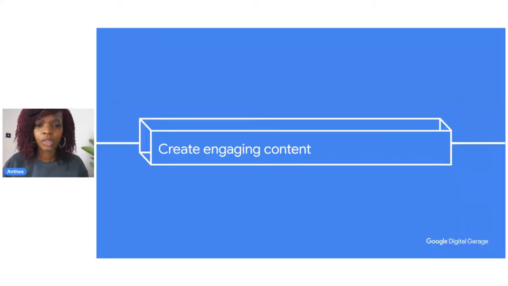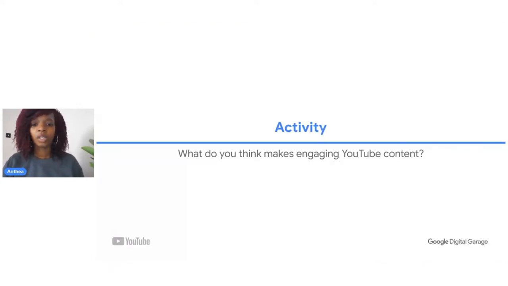Okay, so let's move on. The next step is about creating engaging content. So from planning to strategy to the equipment that you need. So the question here is, what do you think makes engaging YouTube content? What do you think makes engaging YouTube content? Let us know in the chat. Why do you enjoy watching YouTube videos? What's the thing that makes you want to subscribe and share?